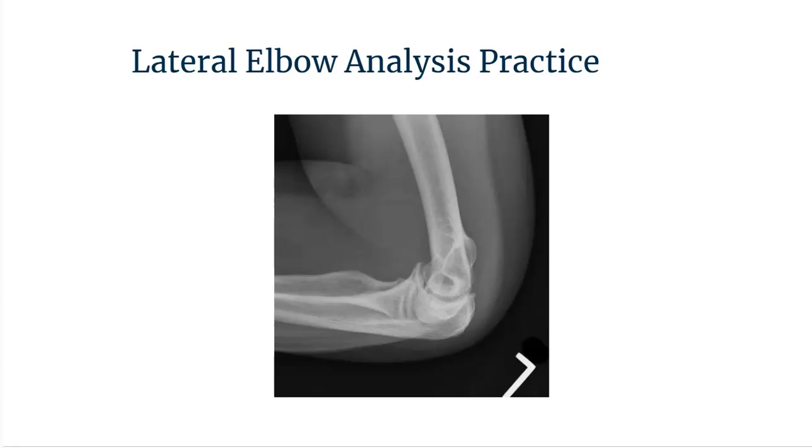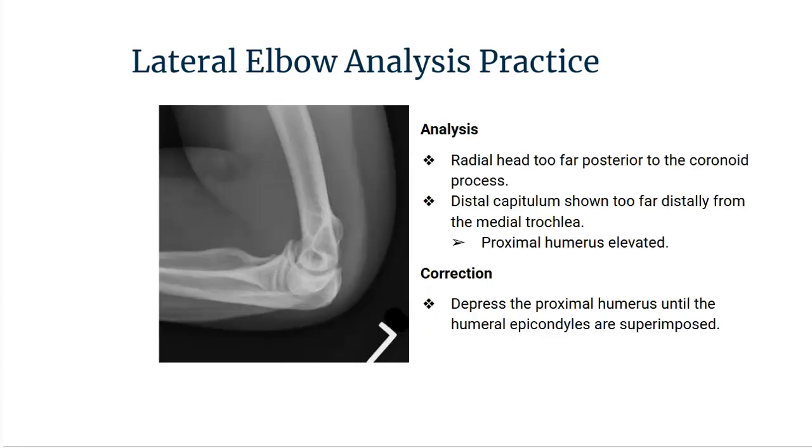Go ahead and review this practice analysis and complete the following question. So let's review this practice analysis together. First, you want to ensure that you've obtained the anatomy that is required for the lateral projection. In this case, we have an elbow on here. However, is it positioned appropriately? In my opinion, it is not.